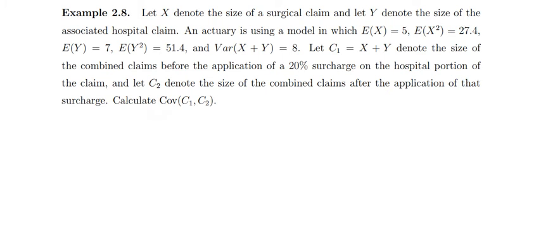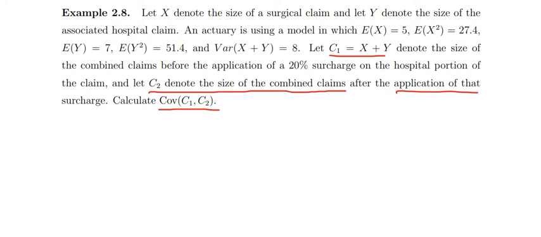So for this one, we want to find a covariance for that C1, C2. So actually C1 equals this. And C2, what is C2? C2 is the size of the combined claim just after the application of the surcharges. So surcharge is 20%. So this actually C2 equals x plus y multiplied by 1 plus 20%, right? Charge more, so 1.2.